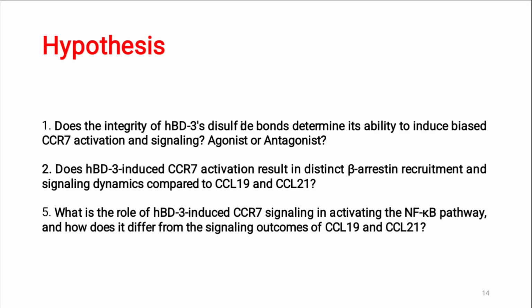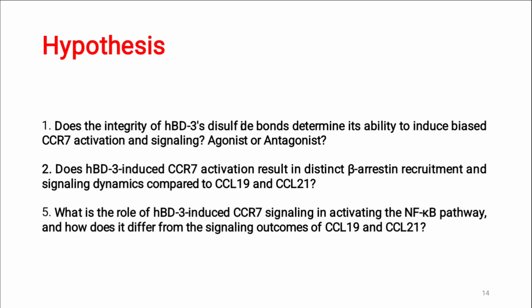So we have hypotheses that we would like to study. The first one is about the structure of human beta defensin 3 itself: what is unique about this protein structure that lets it perform as either an agonist or antagonist in this receptor, CCR7.